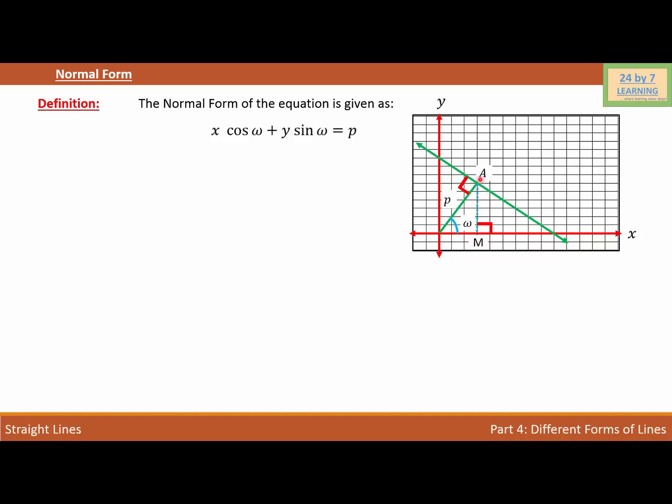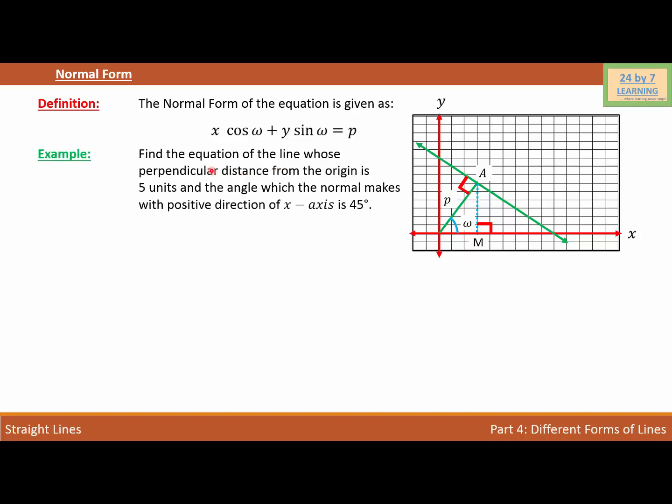So as you can see, I have a right triangle over here, and I can definitely use that right triangle to find cosine omega, sine omega, and length of the perpendicular from origin to the line. And this form of equation is known as normal form of the equation. Now let's consider an example.